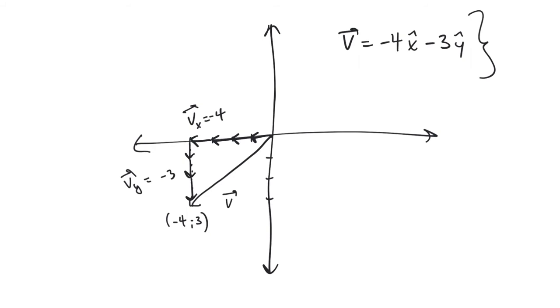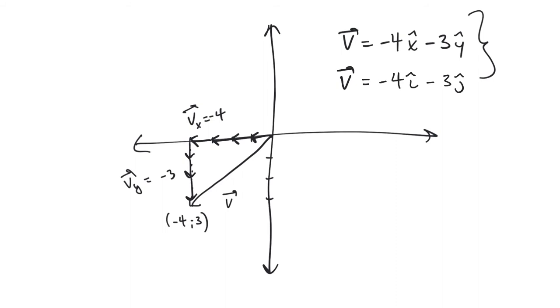There are other ways to notate this as well. I showed you guys earlier that you could do this as -4i for x minus 3j for y. That's one way to do it. That's actually the notation that the book uses.